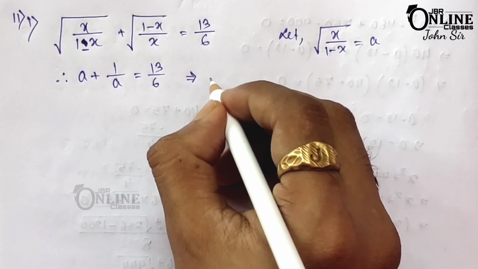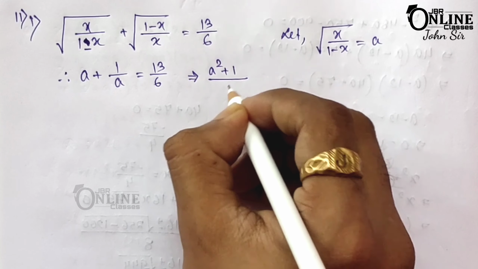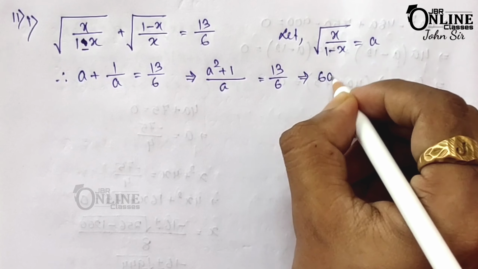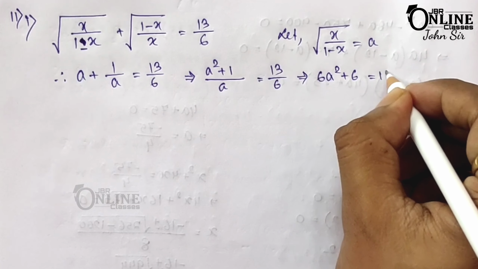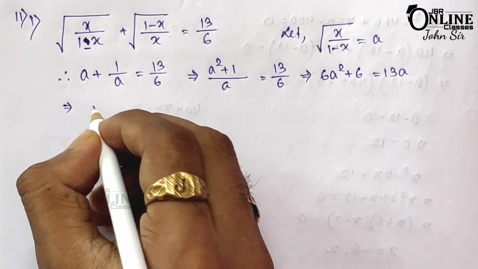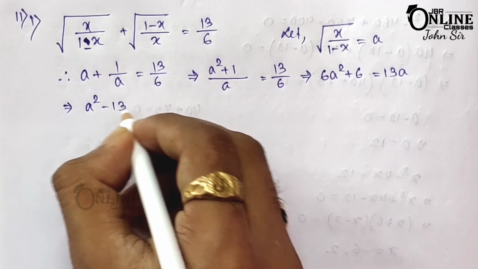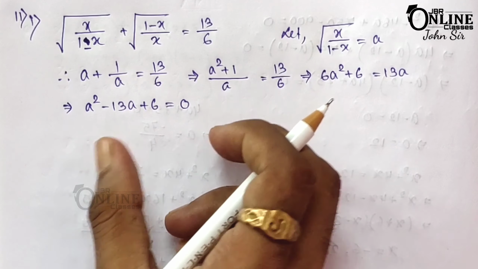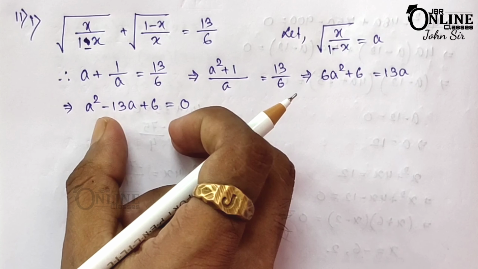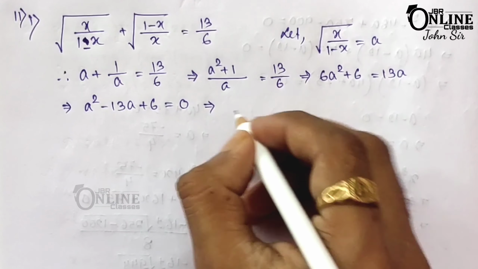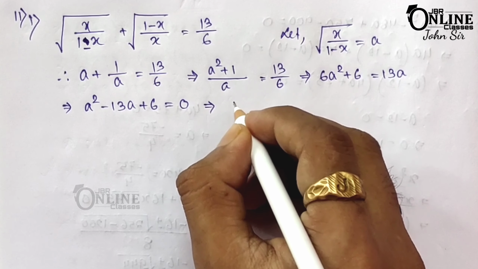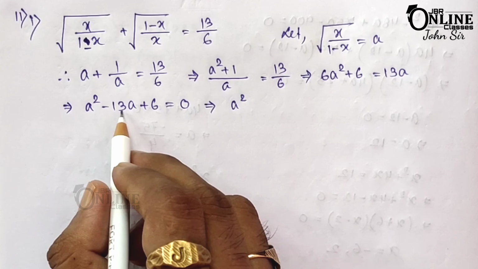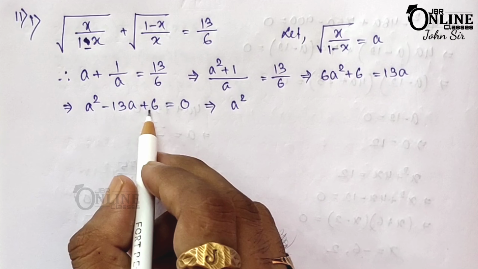So here if you add this one, you will get a square plus 1 by a, that equals 13 by 6. So now cross multiply: 6a square plus 6 equals 13a. So finally a square minus 13a plus 6 equals 0. This one is your quadratic equation. Now you have to solve this equation by the middle term factorization method, and it's very easy.